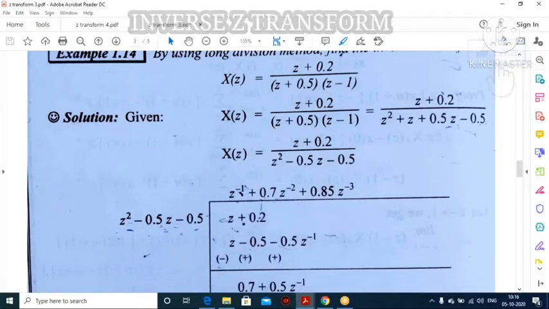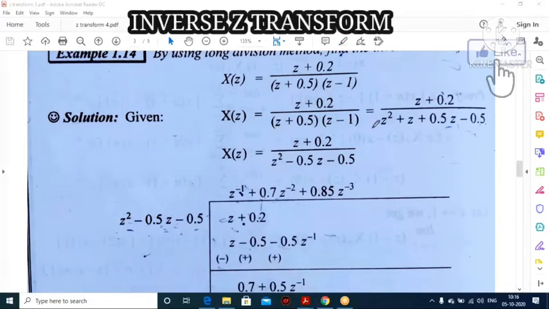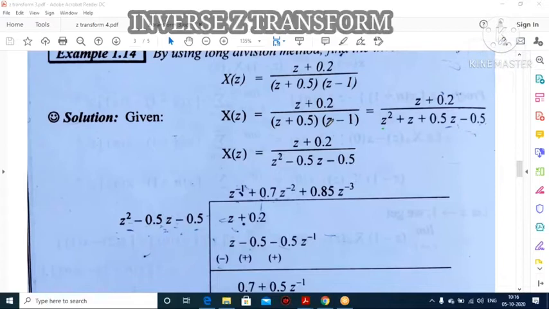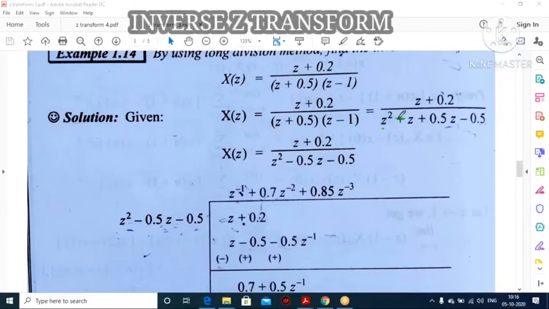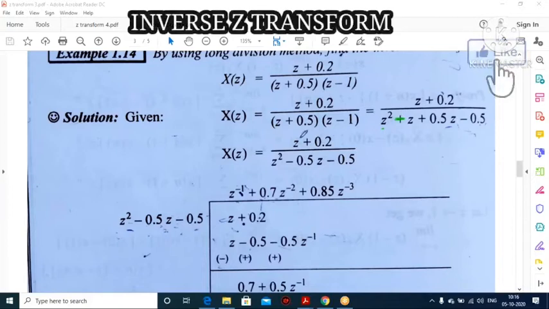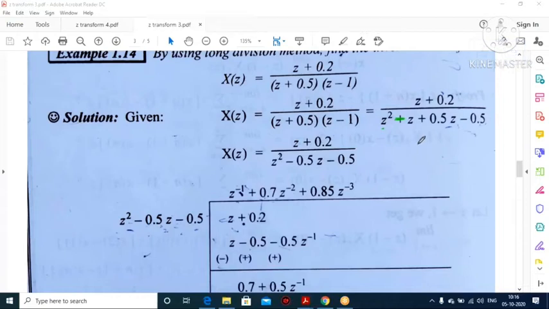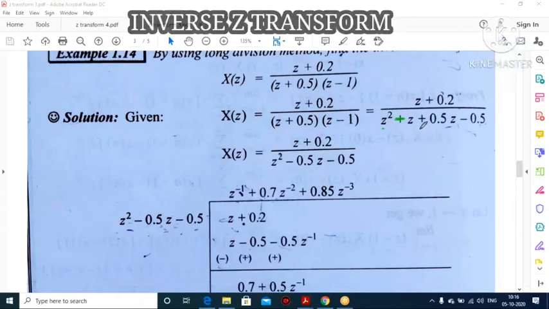So Z, see, Z into Z square. Oh, so here plus 0.5 Z, okay. Next, minus Z. So this term become minus, not plus, here minus. Okay. So minus Z. So minus Z plus 0.5. So it become minus 0.5. Isn't it? So this two term become minus 0.5, so minus 0.5 is at minus 0.5.